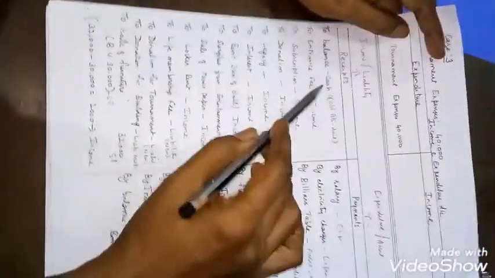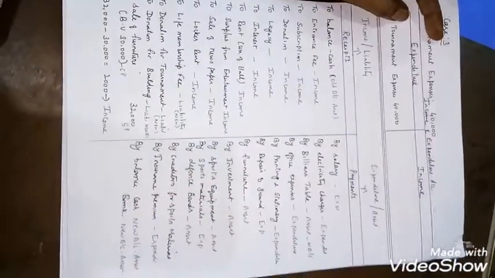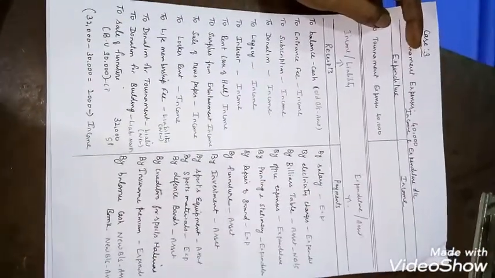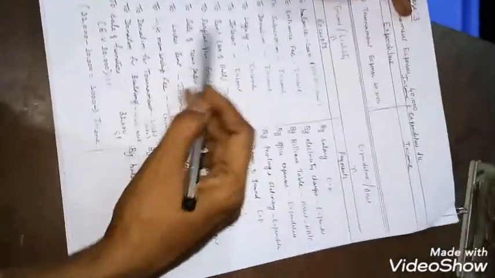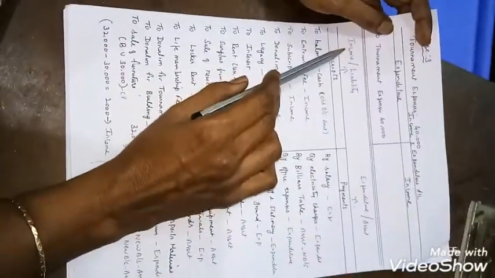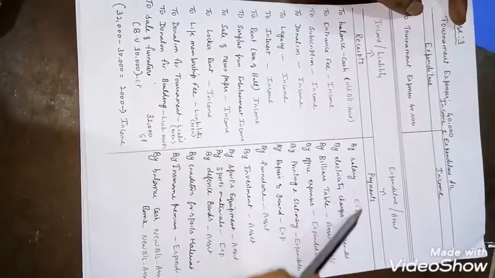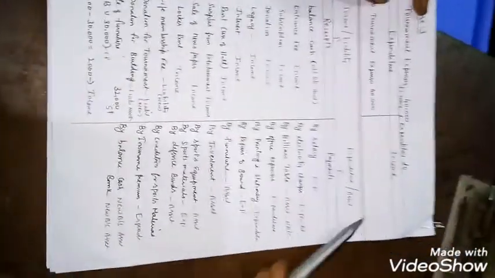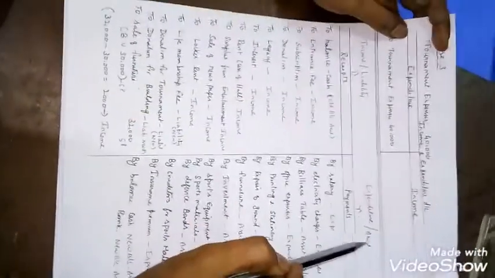Now I am going to show you, in receipts and payments, if the items are given, how will you show them in the assets and liabilities and income and expenditure? Receipt side items will be either income or liability. Payment side items which are given in the payment side will be either an expenditure or an asset.